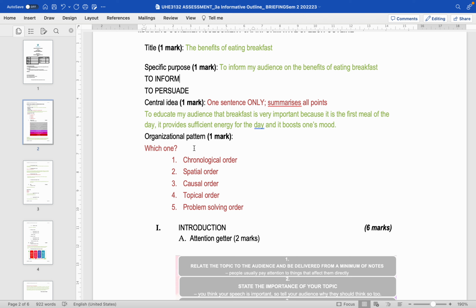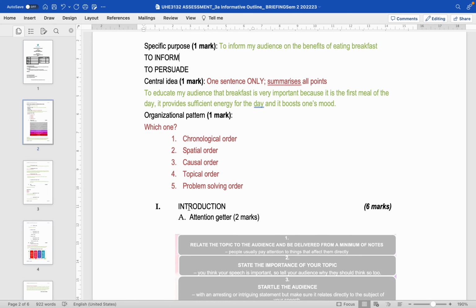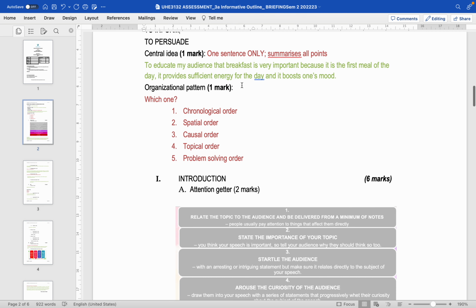In order for you guys to know more about this, you have to go to your kalam. In the kalam, there is one single PowerPoint slides that talk about organizational pattern in informative speech. There are 5 types of it. We have chronological order, spatial order, causal order, topical order, and problem solving order. Which one is it that you guys are using? Okay, and then choose one of these patterns, and then you put it over here.